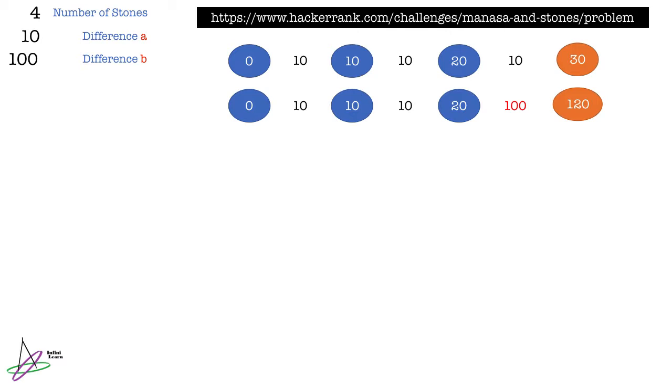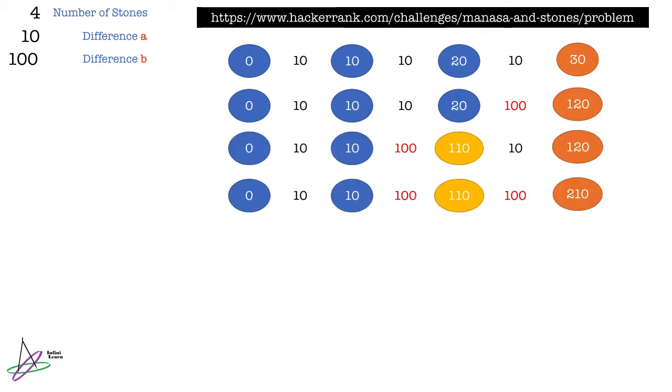Now the next thing is, in all the configurations the difference between the third and the fourth would be 10 or 100, and now we have seen the difference between second and third as 10. So let's see what happens if the difference between second and third becomes 100. When the difference between second and third becomes 100, the value on the third stone would become 110, and the fourth stone would be 120 or 210, because in one case the difference would be 10 and in the other case the difference would be 100.